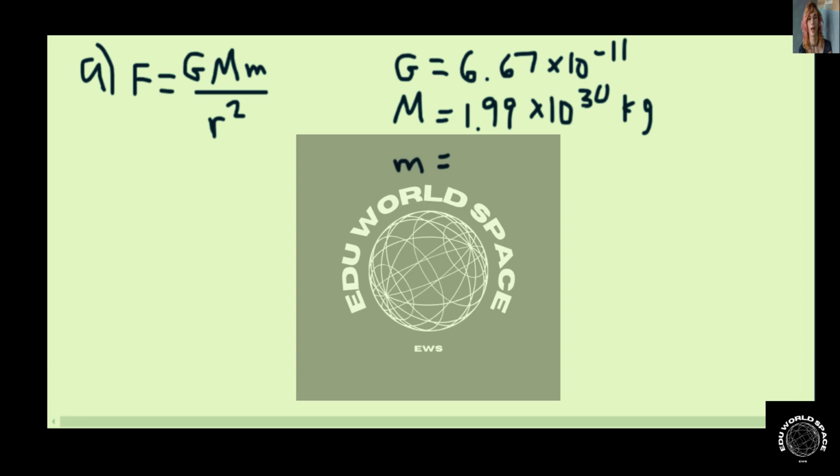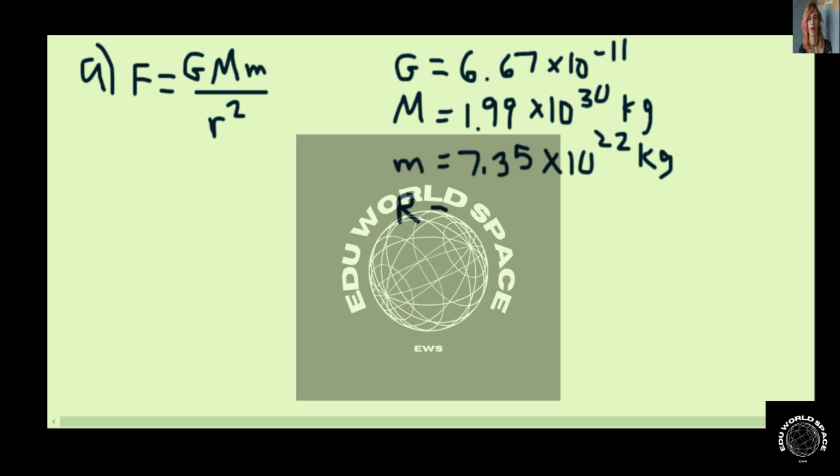Mass of the moon. Let's see if I have this written down. I believe that I do not have this written down, so I'm going to Google it. Mass of the moon in kilograms is 7.35 times 10 to the 22nd power kilograms.